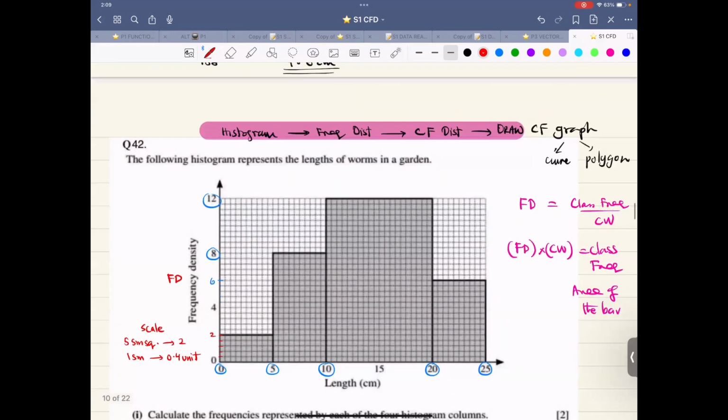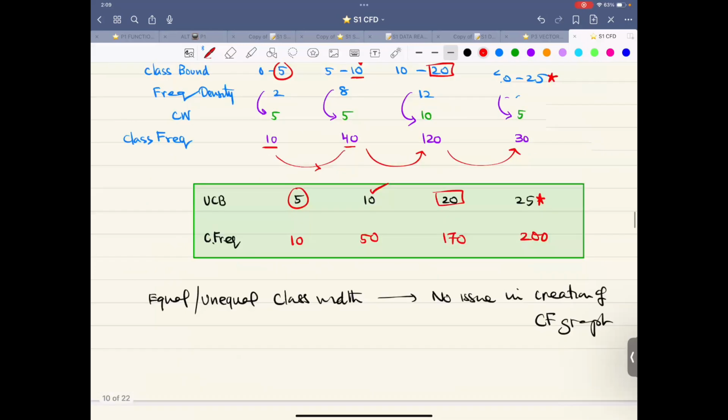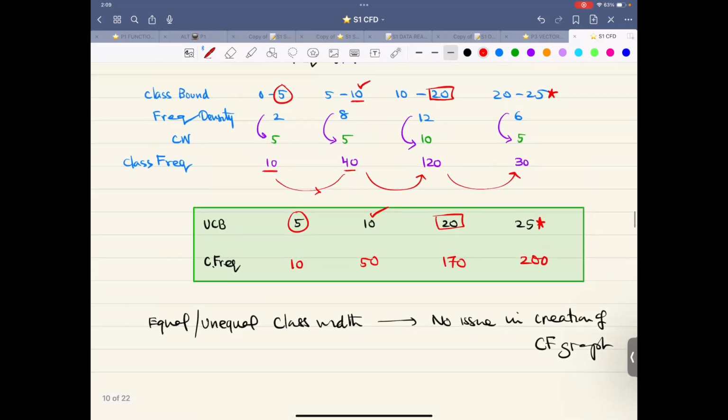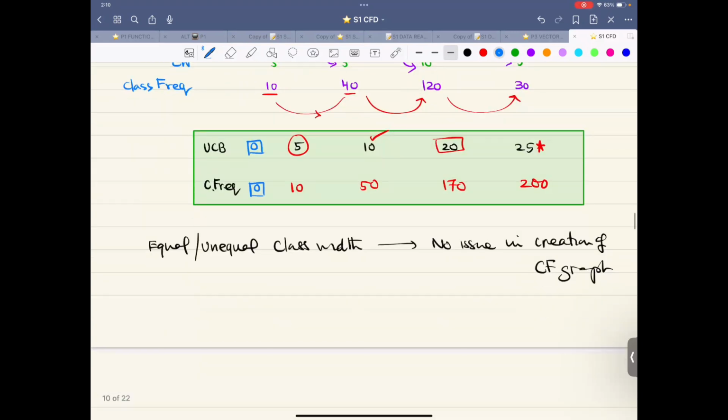And this was about the total number of worms is 200. All good. We just need one missing piece of the puzzle. The lower class boundary of the very first class interval is 0. And I'll write a 0 over here because according to the data, there is nothing below 0. All good, all clear? So now when you have created, you can join the dots.